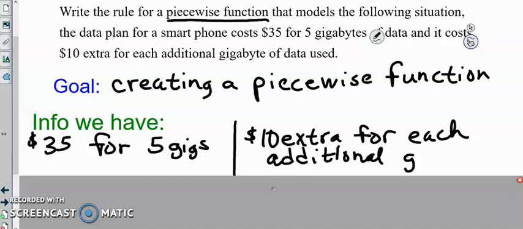So that means if you go above those 5 gigs that you originally have, you're paying $10 for every gig that goes above it, which is a lot cheaper than what I had to pay with Verizon.